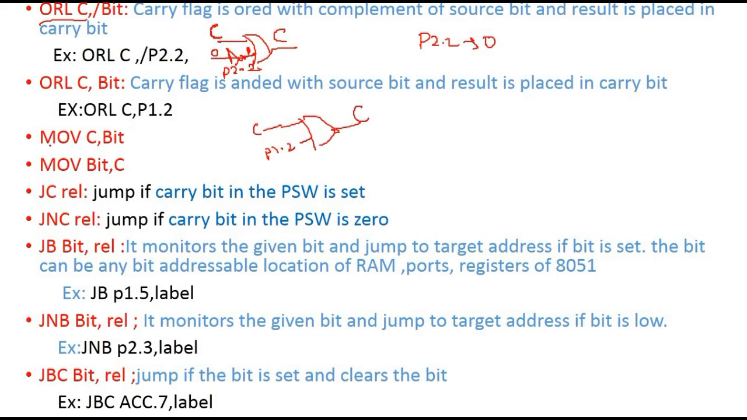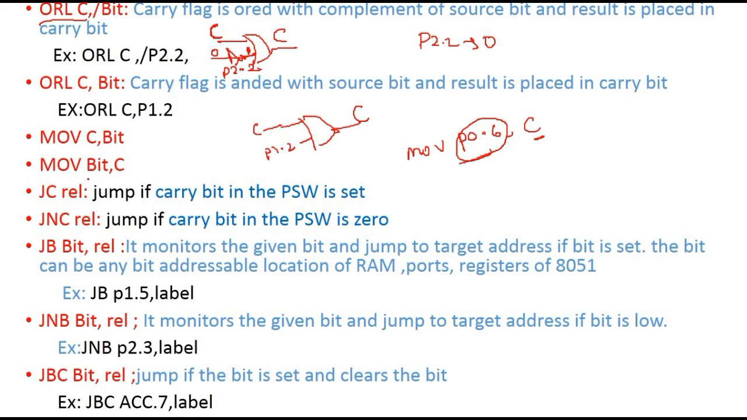Next we have MOV C comma bit. In data transfer instructions we have seen many move instructions which work on bytes, but this instruction works on bits. Whatever bit we mention here, we are moving into the carry flag, so both should be bits. And here it is vice versa: whatever is in the carry flag, we are moving into the bit. For example, MOV P0.6, C means the content of C will be moved to the port pin, that is the 6th pin of port 0.